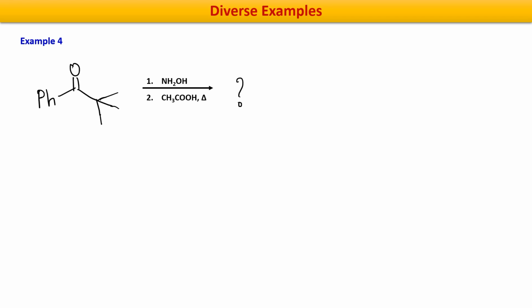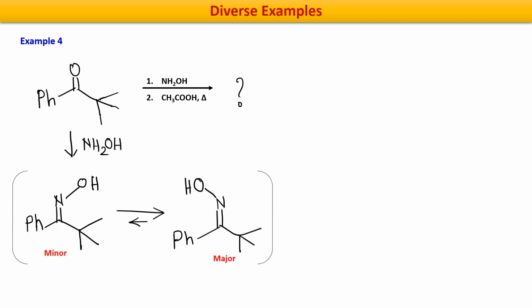Example number 4. Here also first you have to prepare the oxime in presence of NH2OH, and the next reagent we have is acetic acid. Now unlike the previous example, here we have a protic acid, CH3COOH, right? So that is why something different will happen. As you have seen in the previous case, we are simply choosing the major oxime and then moving from that. But here something different will happen, and that we'll see here.